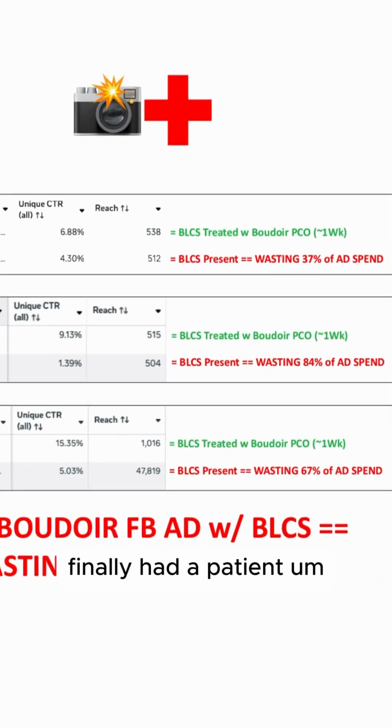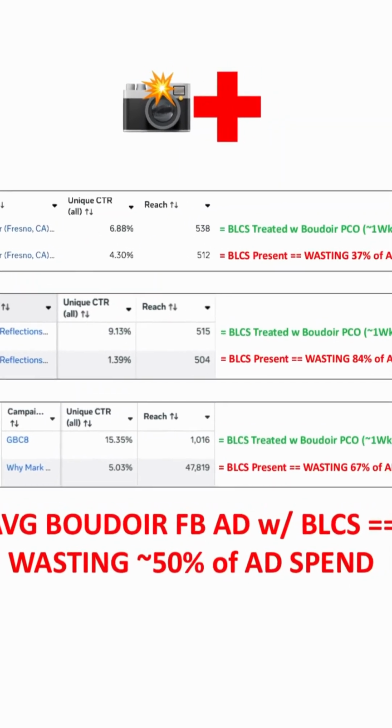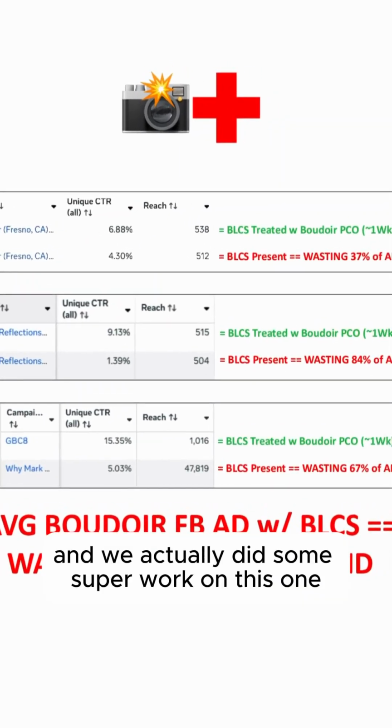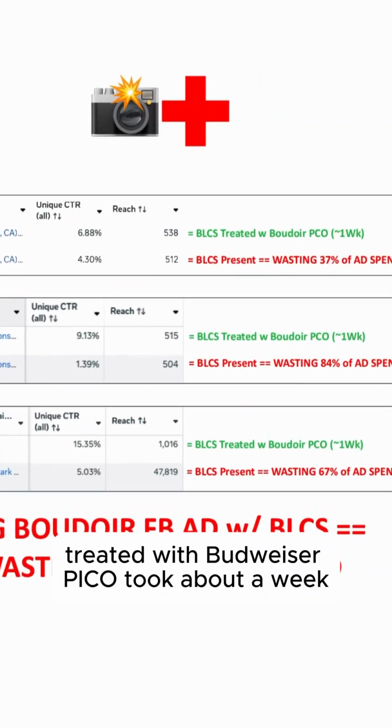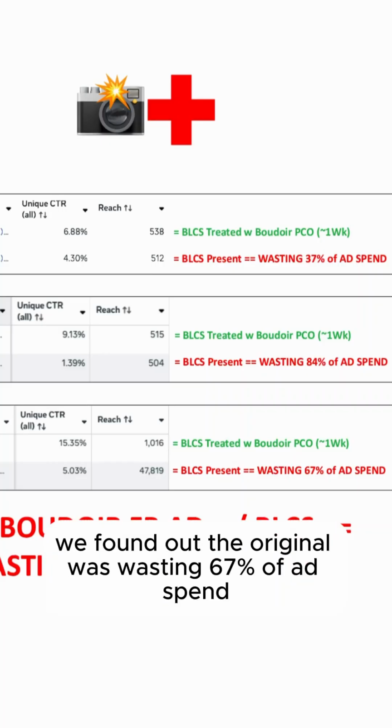Finally had a patient. His unique CTR on his ad was 5.03%, and we actually did some super work on this one. Treated with boudoir Pico, took about a week, got the unique CTR up to 15.35%. So found out the original was wasting 67% of ad spend.